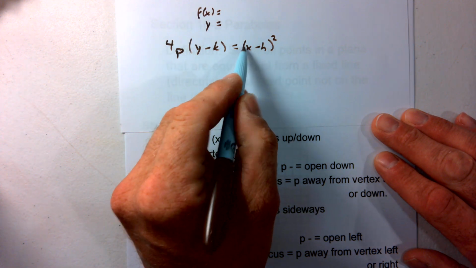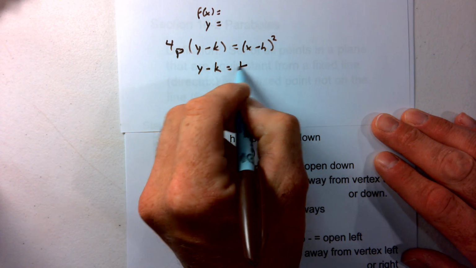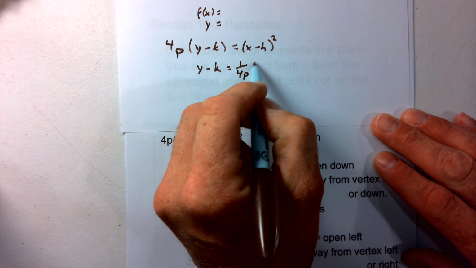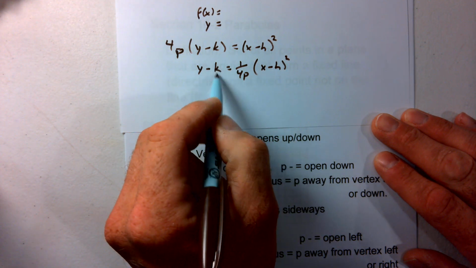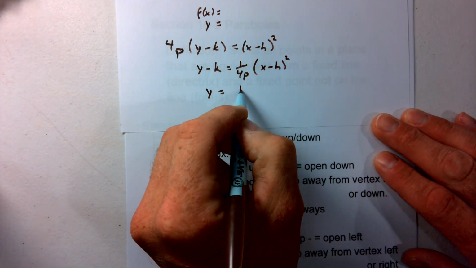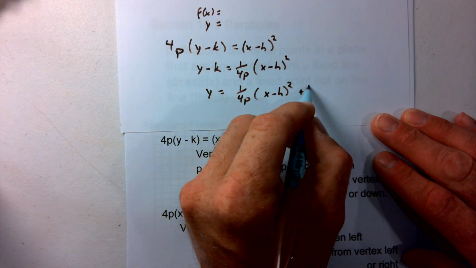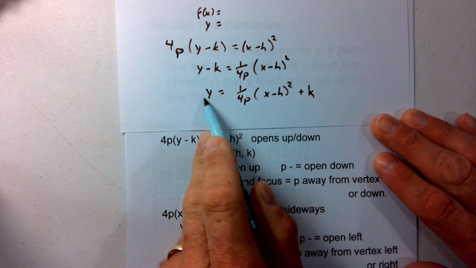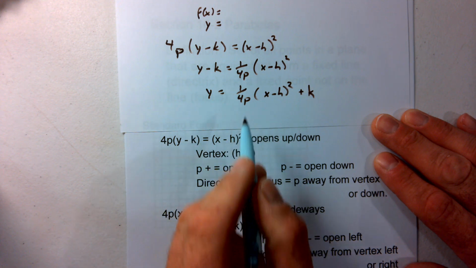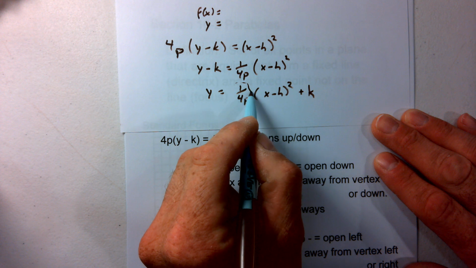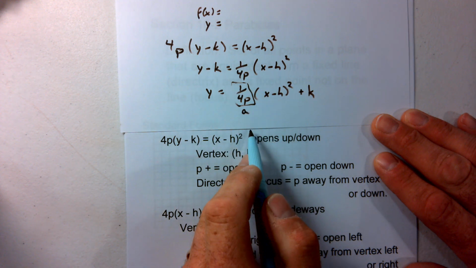So if I divide both sides by 4p, I'd have y minus k equals 1 over 4p times (x minus h) squared. And if I add my k over, y is going to equal 1 over 4p times (x minus h) squared plus k. That's the form that we've seen and we've worked in up to this point. This here was our a value, and that told us if it opened up or if it opened down.